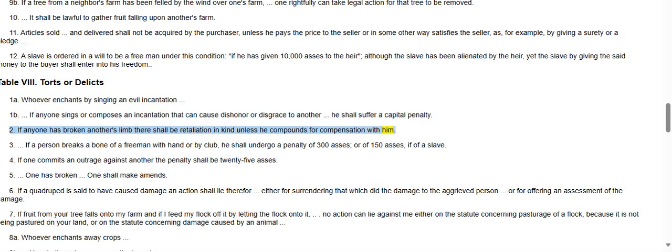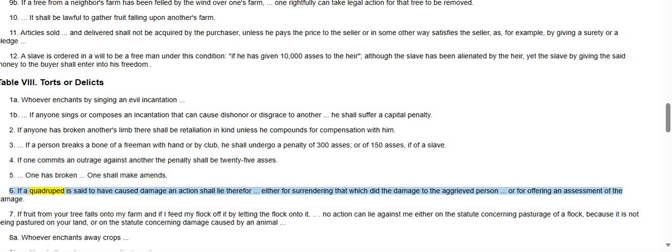3. If a person breaks a bone of a freeman with hand or by club, he shall undergo a penalty of 300 asses, or of 150 asses, if of a slave. 4. If one commits an outrage against another, the penalty shall be 25 asses. 5. One has broken. One shall make amends.